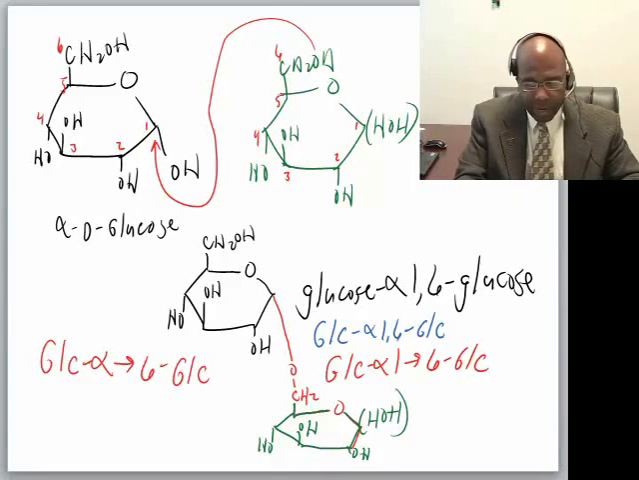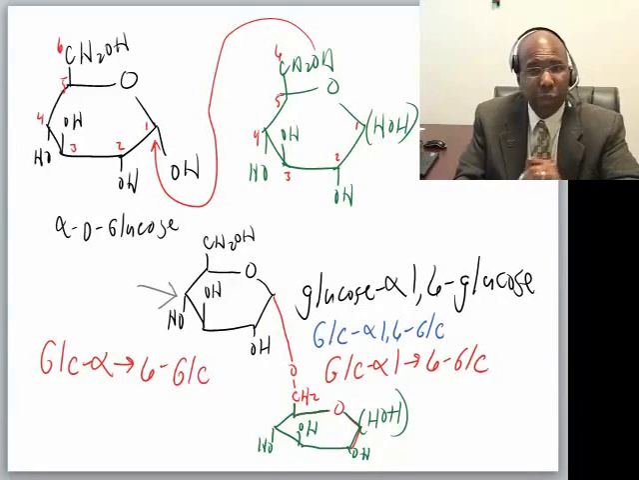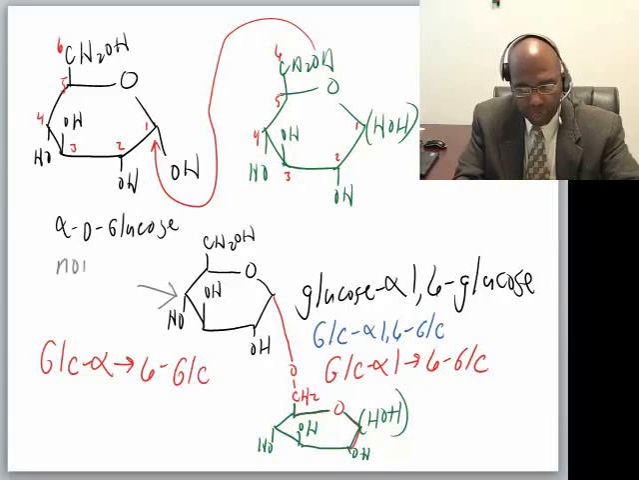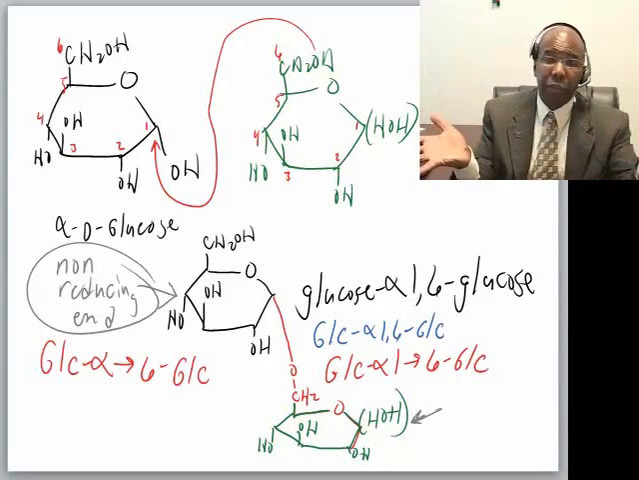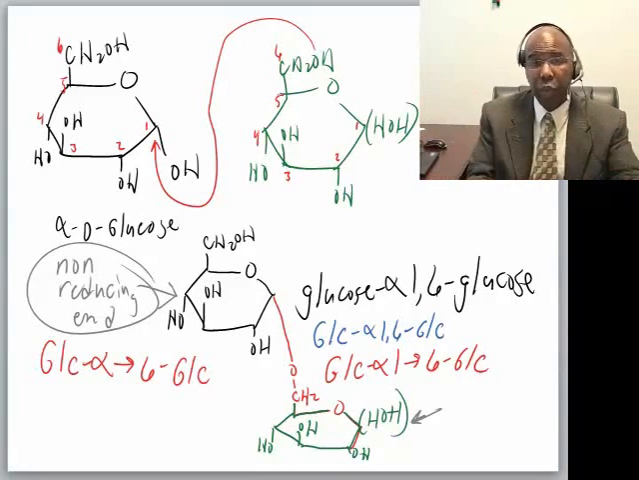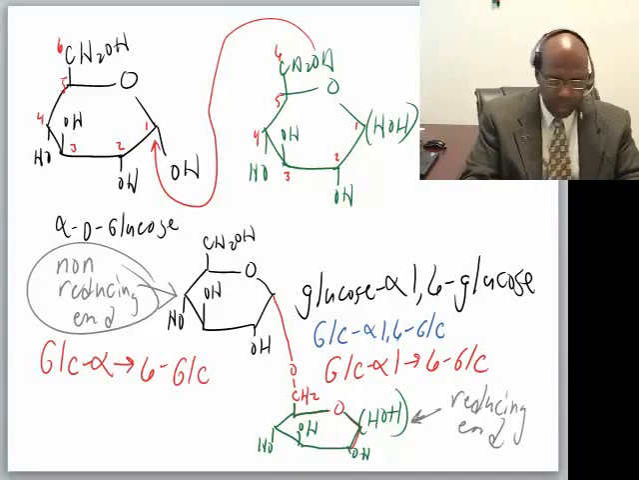Now this disaccharide, remember, this end here cannot open up, and it can't reduce anything because it can't open. So this is the non-reducing end. This end, however, because it has that anomeric carbon, can open up to produce an aldehyde, and that aldehyde can reduce something else. It can take something else's electron. So this is the reducing end.